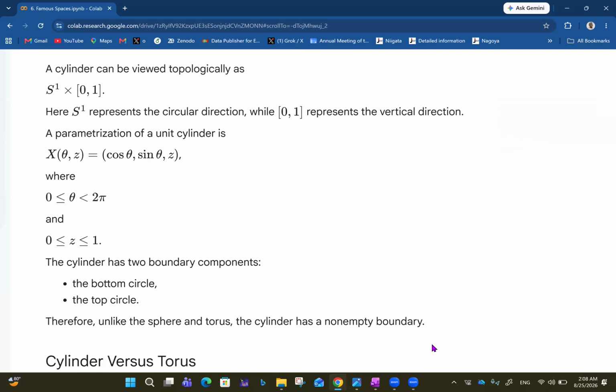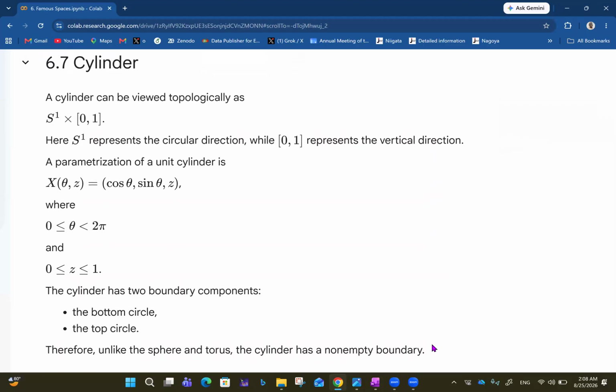Then we come to the cylinder. A cylinder can be viewed topologically as S1 times [0, 1]. It's like you have the circle, but now you have a height to it. S1 represents the circular direction, while [0, 1] represents the vertical direction. A parameterization of a unit cylinder is x of theta, z equals cos theta, sine theta, z, where theta lies between 0 and 2 pi and z lies between 0 and 1.